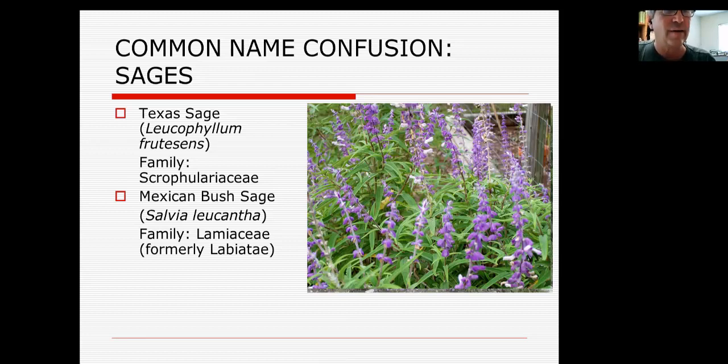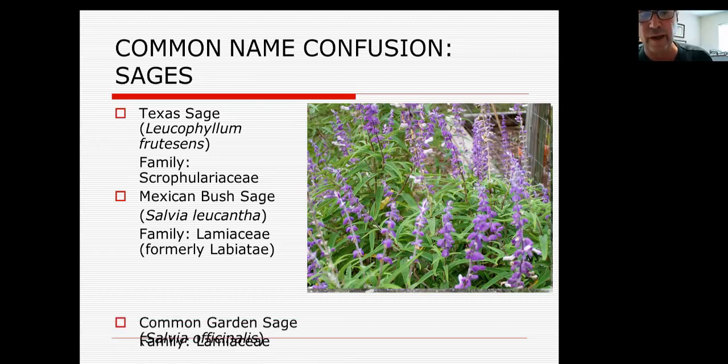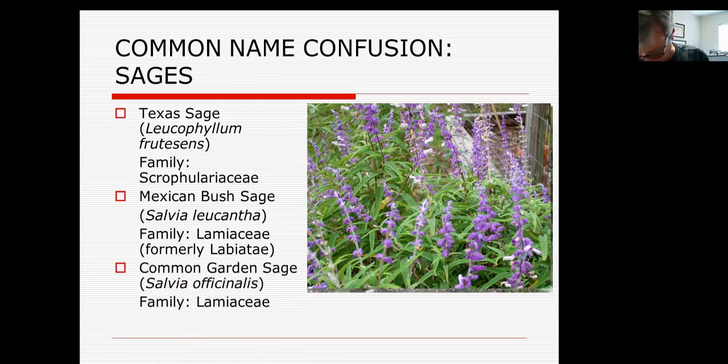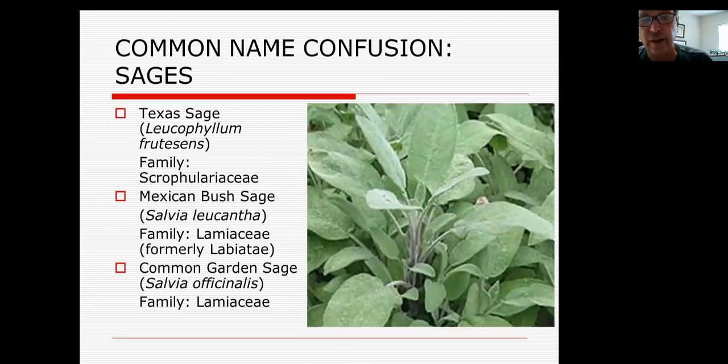So if you hear a common name of sage, it could be plants that are in very different families. Or the common garden sage is another one that is in the same family. But that common garden sage that we use for cooking all the time, it is in that same family as the Mexican bush sage. They're both salvias. You can see they're in the same genus, even just different species, and in the same family. But they're not closely related to what we commonly call Texas sage. So common names can cause more confusion. And like I said, this example is using the common name of sage.